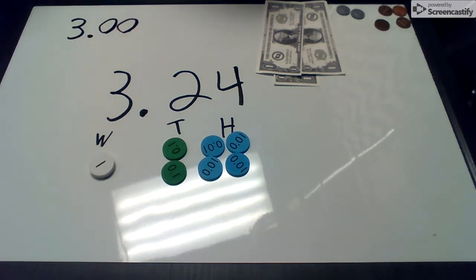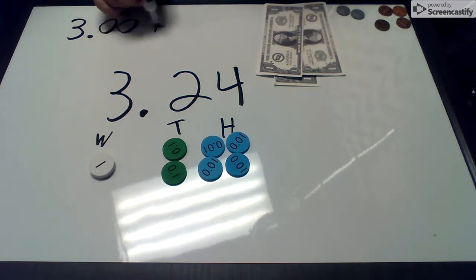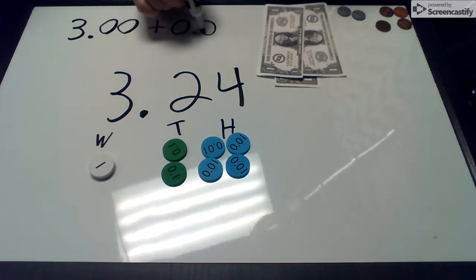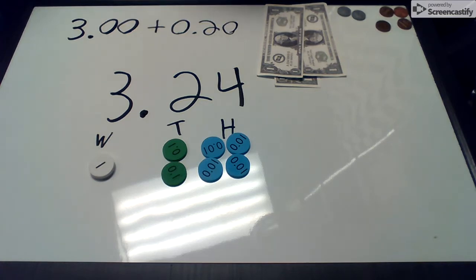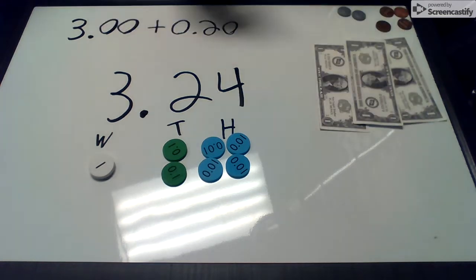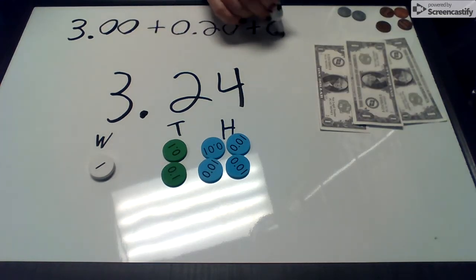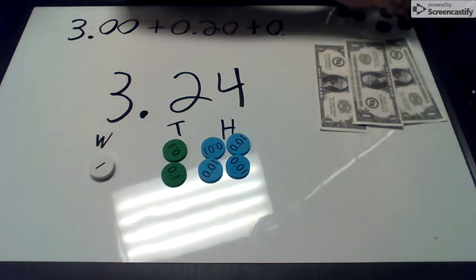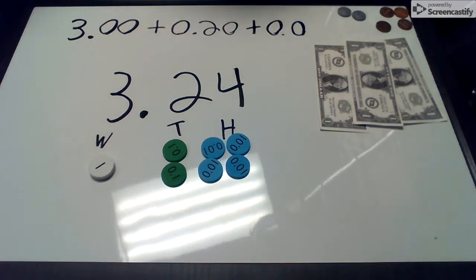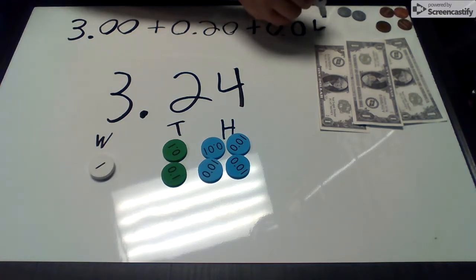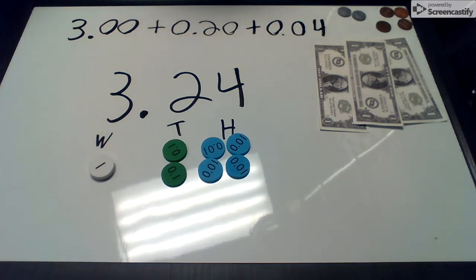Okay. Now, I also used 2 dimes. 1, 2. And the value of 2 dimes is $0.20. Okay. Now I'm going to show the value of the pennies, which is $0, 0 dimes, and 4 pennies. Okay. Now I'm going to show you this same number in expanded notation.